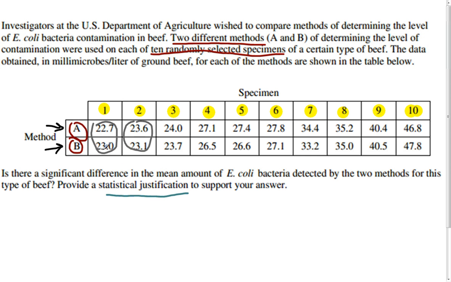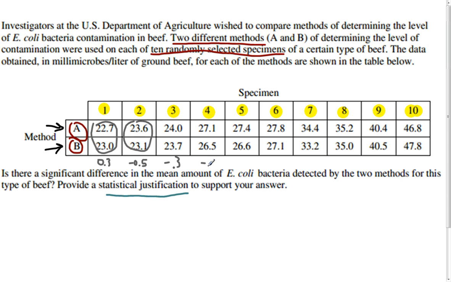And it doesn't necessarily matter which one you pick. I think the typical way to do it is to take the second one minus the first and create a list of those values. So in this case, 23.0 minus 22.7 is going to be 0.3. This one here, 23.1 minus 23.6 is going to be a negative 0.5, or negative if the first number is smaller than the second. And you continue to go across and calculate these values.